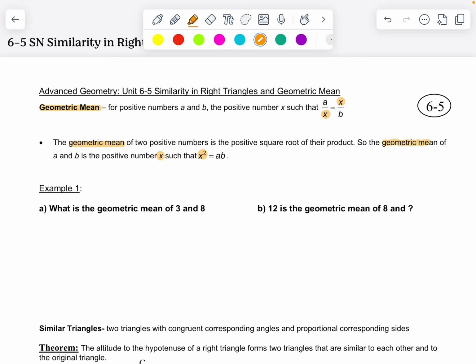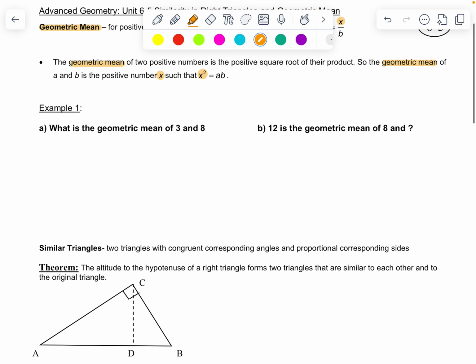So we want to go ahead and apply that in example 1. For a, it asks, what is the geometric mean of 3 and 8? So geometric mean, remember that is our x. 3 and 8 represent a and b. So that would mean if we look at the formula they gave us, that x squared would equal 3 times 8. So x squared is equal to 24.